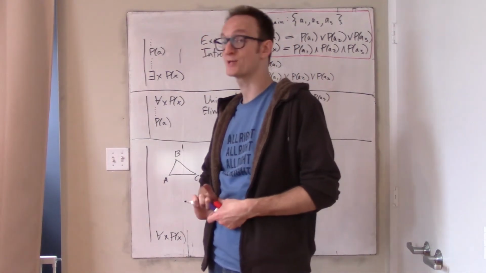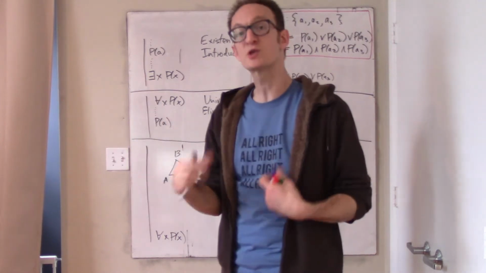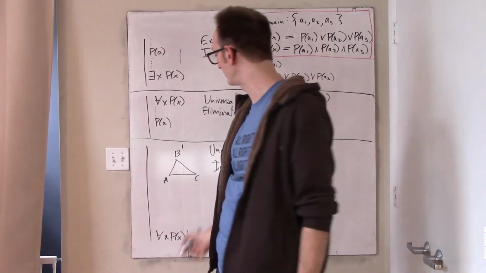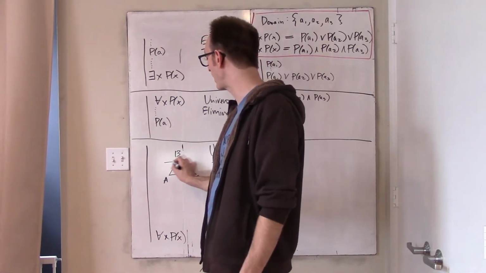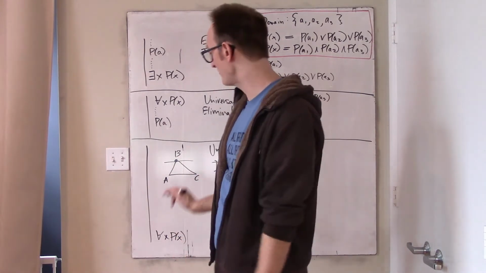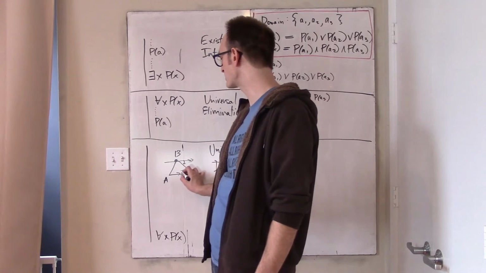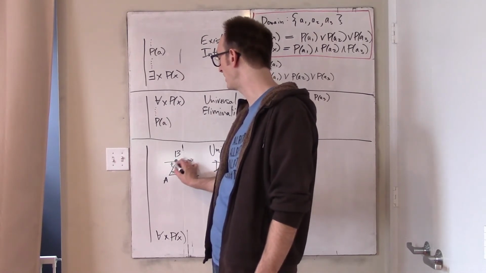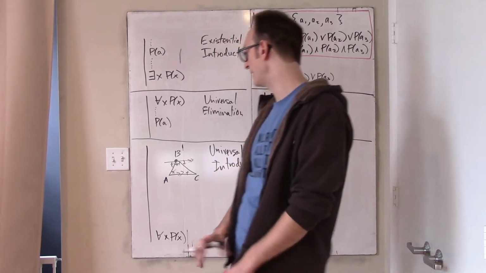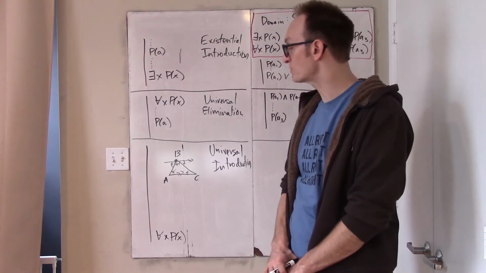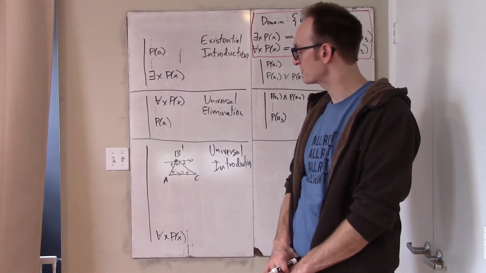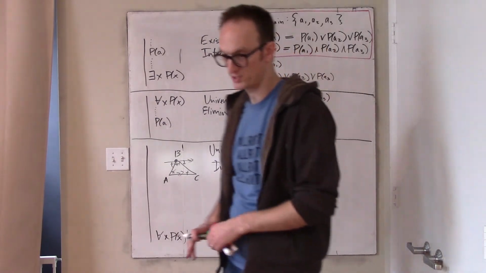A triangle which is meant to represent all triangles. It's a generic triangle. It's an arbitrary triangle. Whatever you prove about that arbitrary triangle, without using any of its special properties, if that's true about this triangle and you didn't use any special information about it, then it should be true about all triangles.